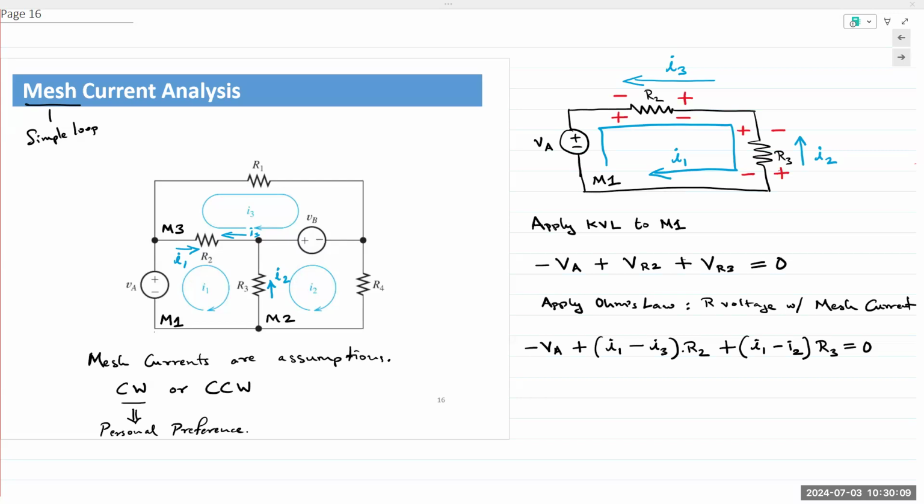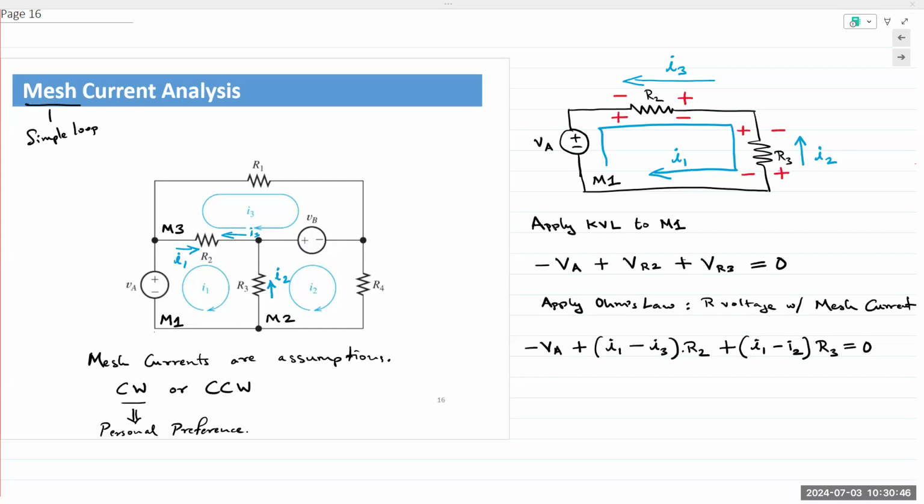You'll see why it is I1 minus I3 and I1 minus I2. Because the currents are flowing in opposite directions. If they are flowing in the exact same direction and you're adding up the voltages in that direction, it would be I1 plus I3 and I1 plus I2. So the signs, the plus and minus signs for the currents are due to the assumptions we made at the beginning of the problem.